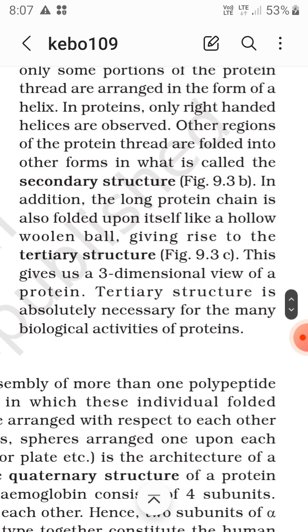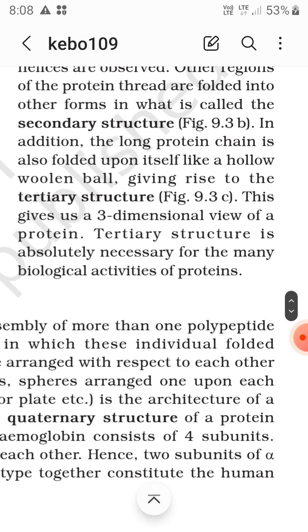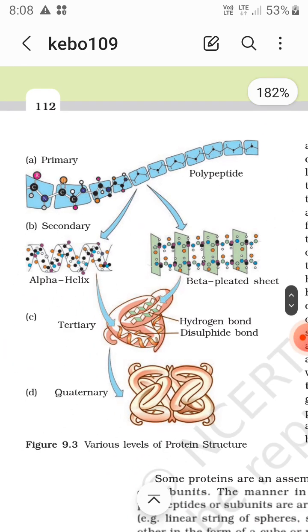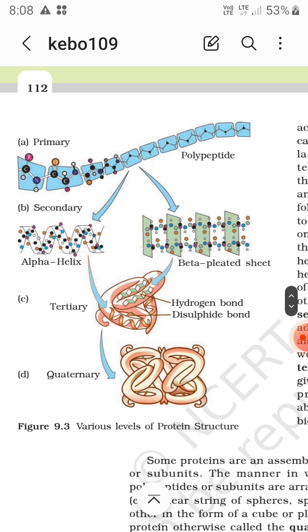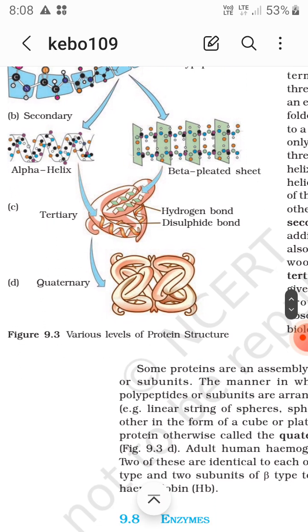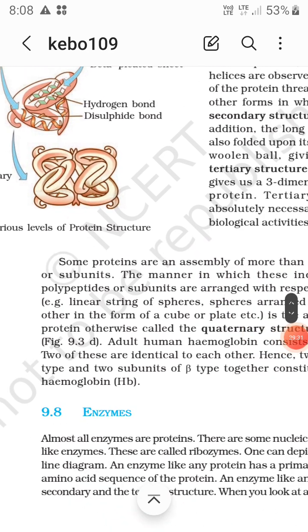In addition, the long protein chain is also folded upon itself like a hollow woolen ball, giving rise to the tertiary structure. This gives a three-dimensional view of a protein. The tertiary structure is absolutely necessary for the many biological activities of the proteins, because they have the active sites. So these are the structures, that is secondary, that is alpha helix and beta pleated sheet, and some of them form the tertiary, that is hydrogen bond and disulfide bond. Then the quaternary structures. So these are the various levels of protein structure.